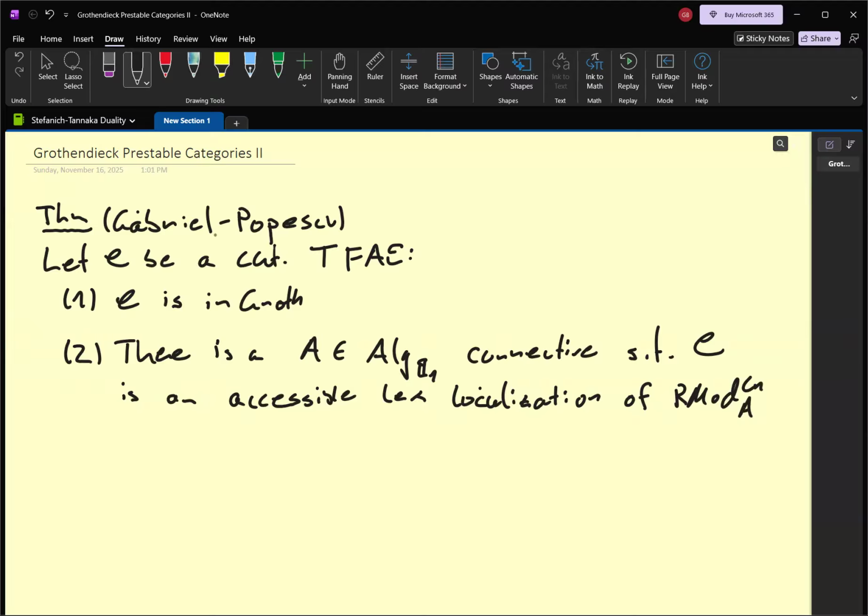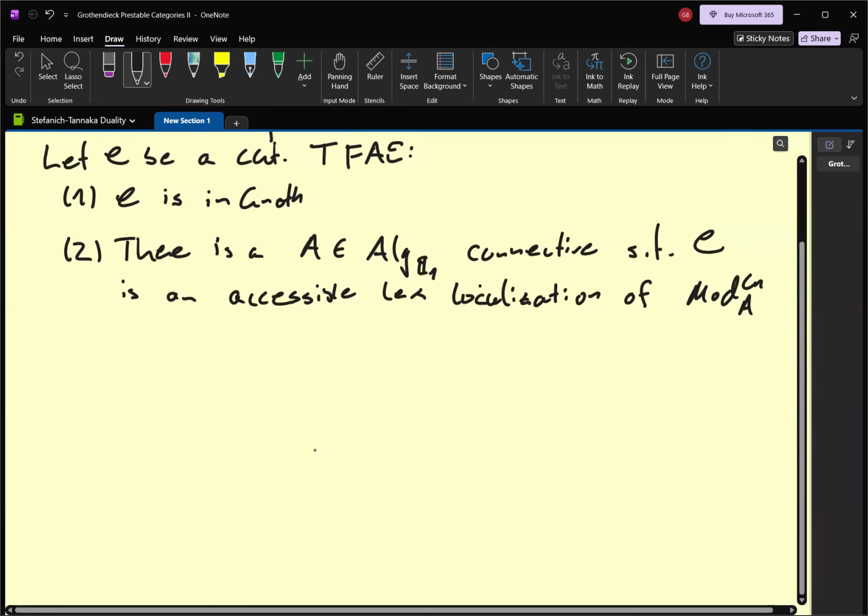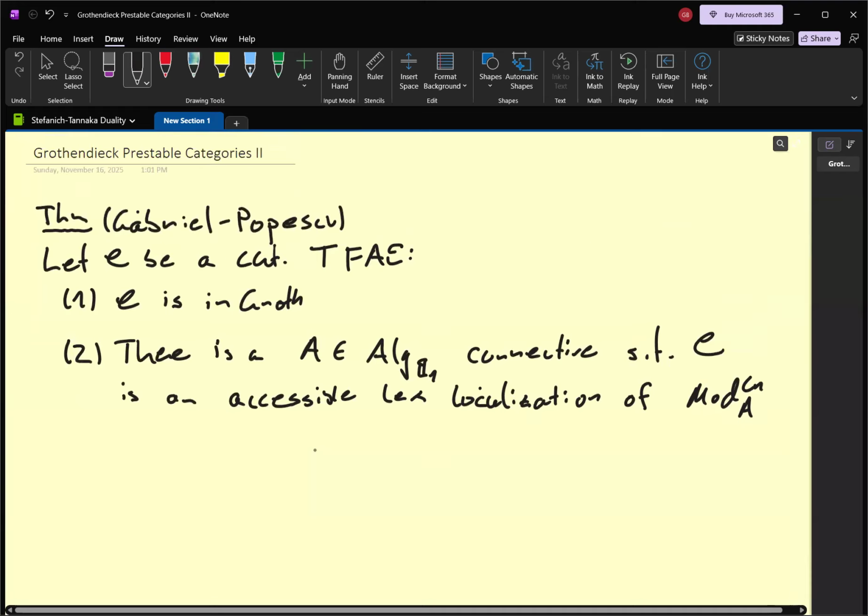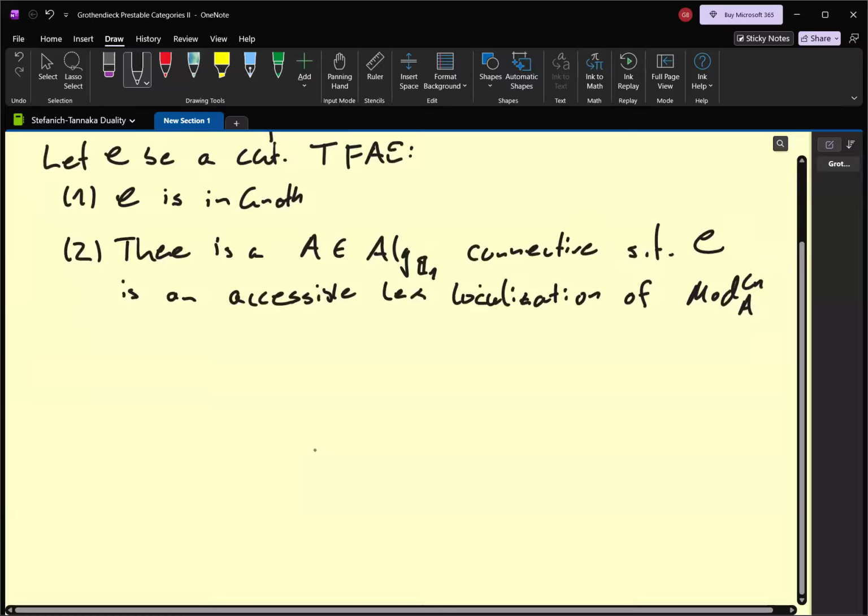Because I will be a little bit lazy, I will just not write the R. So I will just say modules. You have to remember we're talking about right modules, but it doesn't really matter. This is a theorem proven in Higher Algebra and SAG in the appendix. It's true, and we will need this for the following reason.